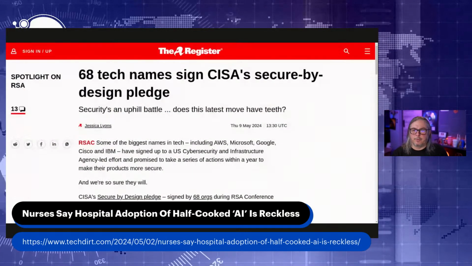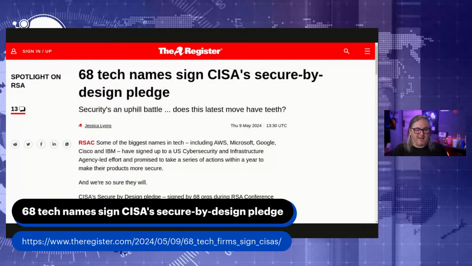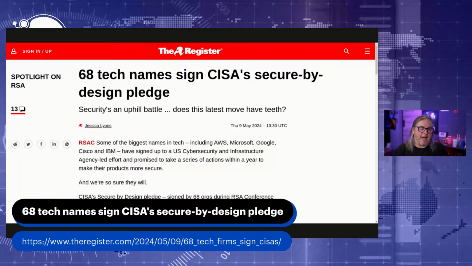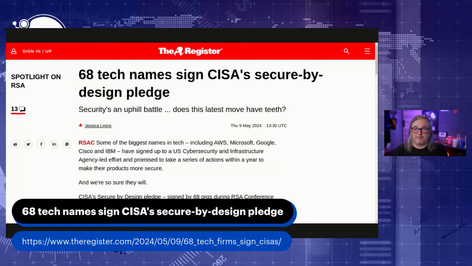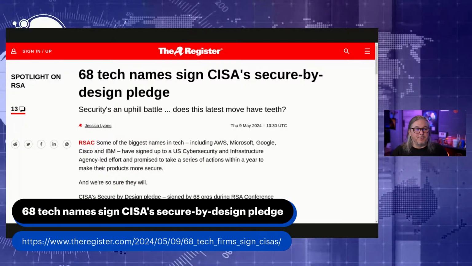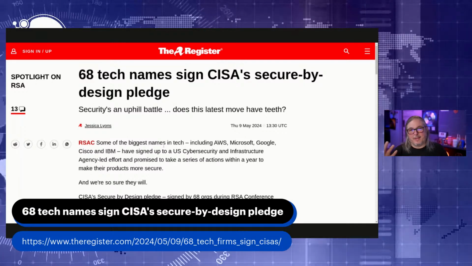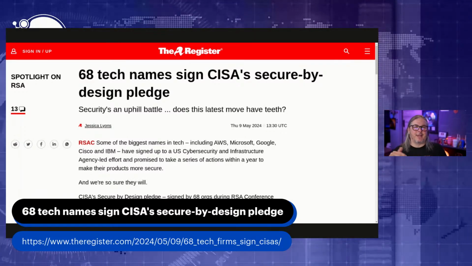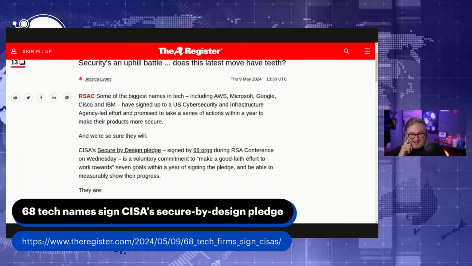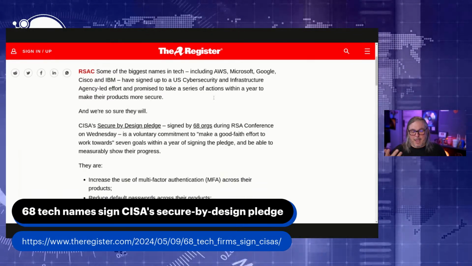Moving on to 68 tech companies. They pledge secure by design. Now, I actually am not negative at all about CISA. I think they're doing a good job in at least getting people to do some handshakes and say, we're going to do things securely. It gets the conversation going. So I'm not here to take digs at it, but the biggest names in tech are finally going to do security. Are they? I like the pledge.